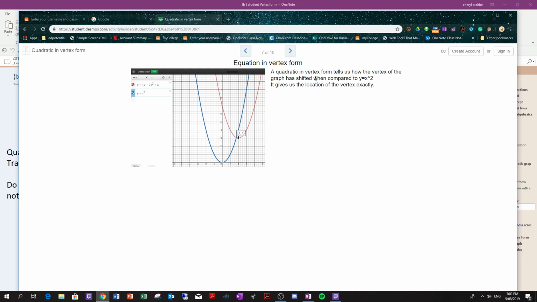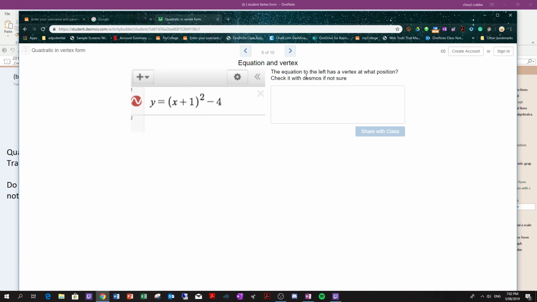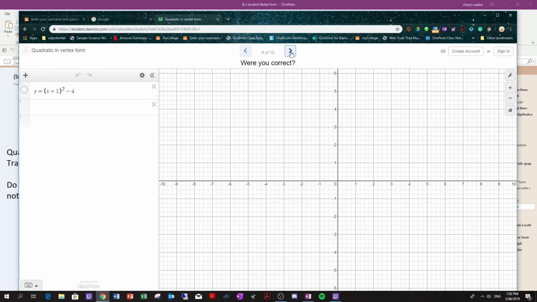A quadratic in vertex form tells us how the vertex of the graph has shifted. So it's very useful because if you know where it shifted, then you can draw the rest of the graph. You just have to go over 1 up 1, over 1 up 3, over 1 up 5, and you can basically draw the entire graph in some points very, very quickly. It becomes very useful to know exactly where the vertex is being shifted. So the equation to the left has a vertex at what position? At -1 and -4.